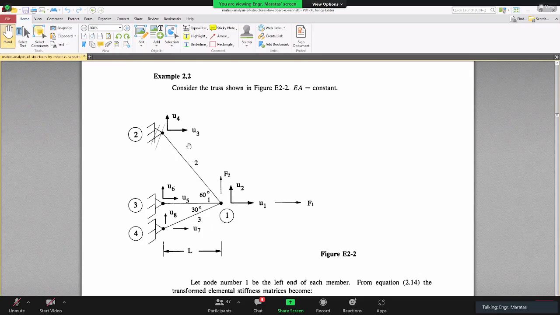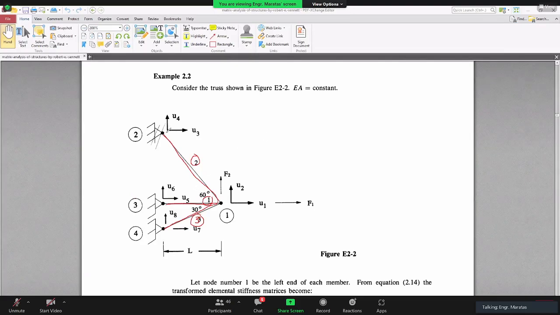So in this truss, there are three members. This one is member 1, this one is member 2, and this one is member 3. Okay? So it's a truss. Per member, there are 4 degrees of freedom, right? So per element, we will be dealing with a 4x4 stiffness matrix.